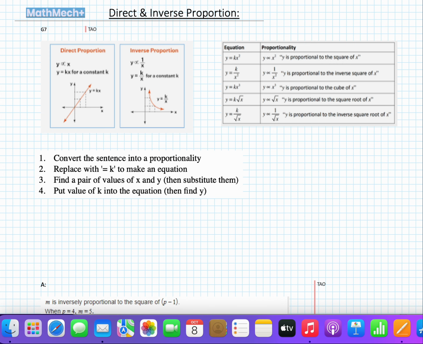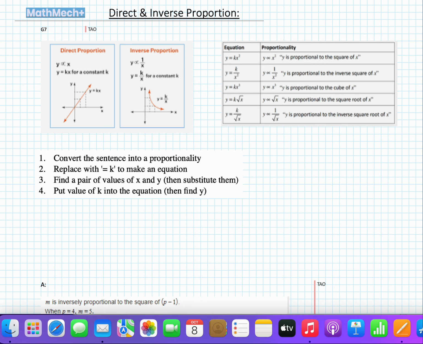So what that is: you set up the equation or convert the sentence into a proportion. You can find the value of k by replacing it into the equation. Find the pair of values of x and y generally, substitute them, and then solve for your new variable, the value of k.